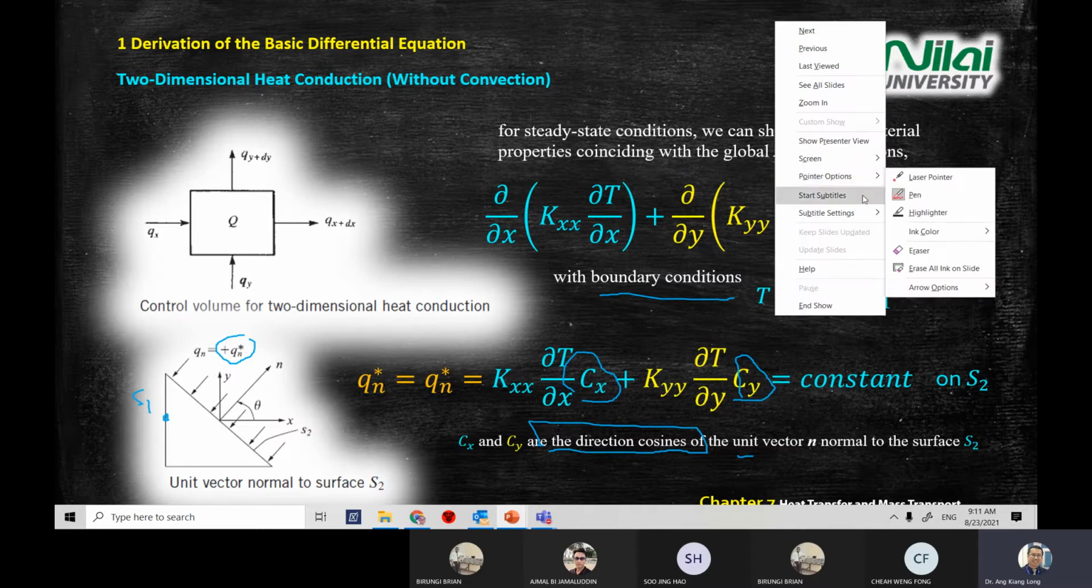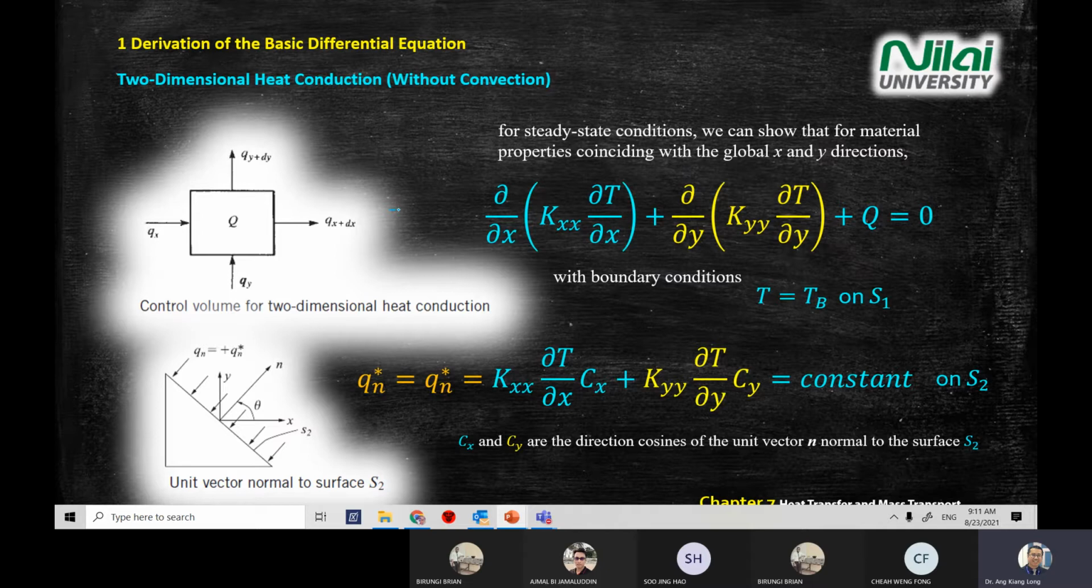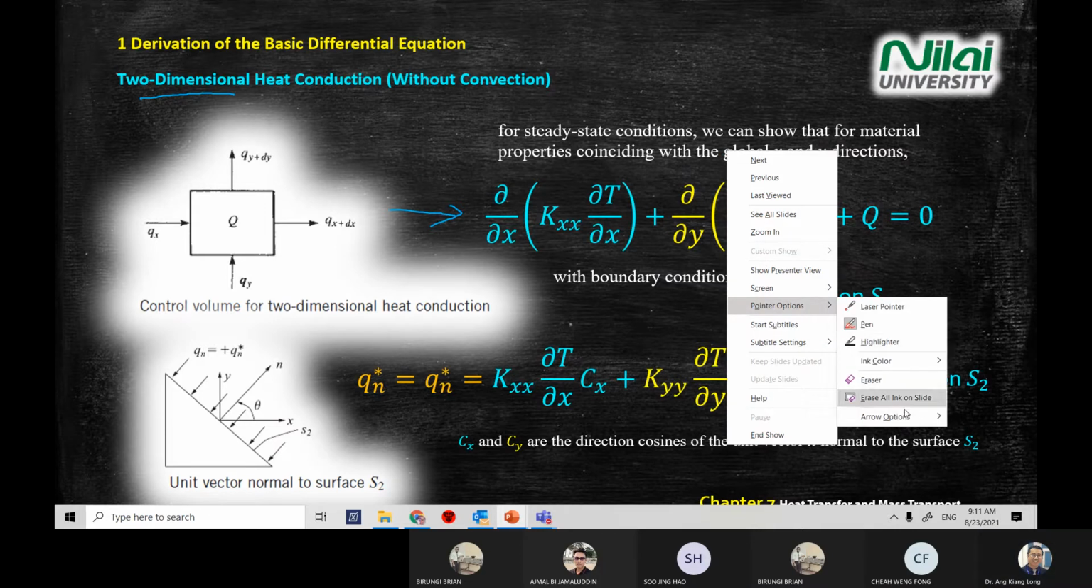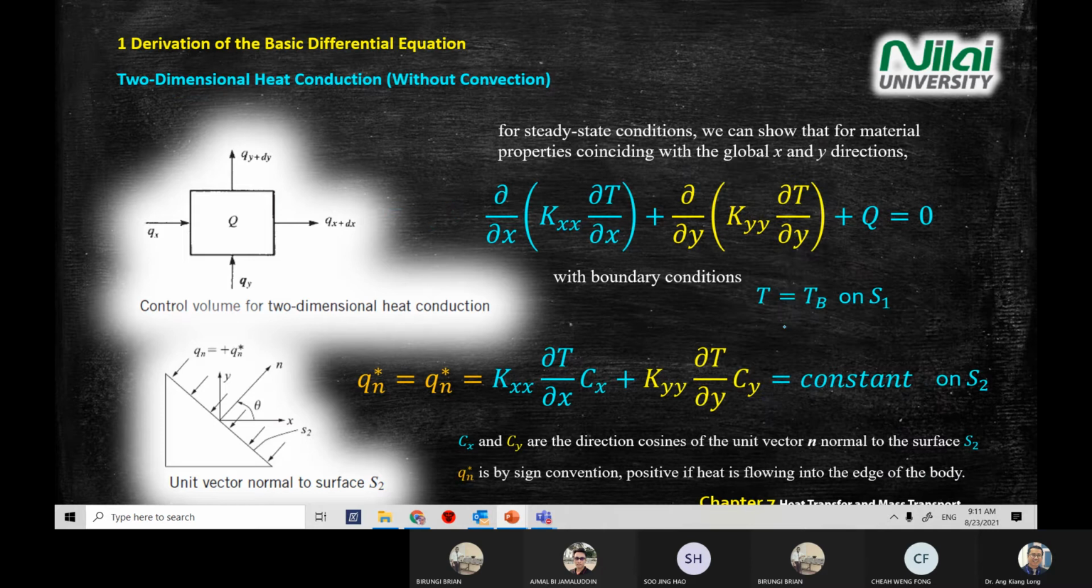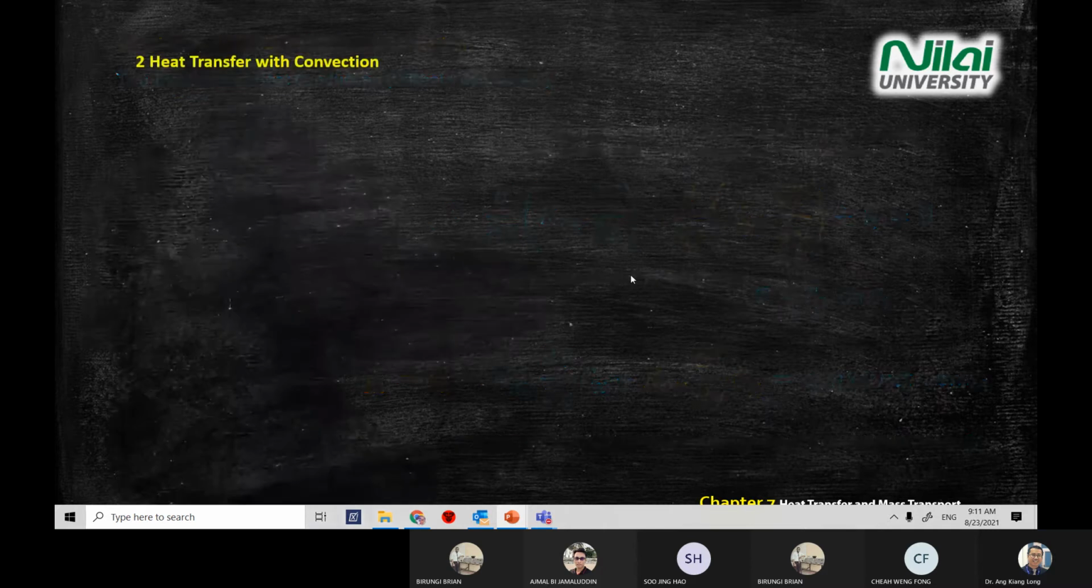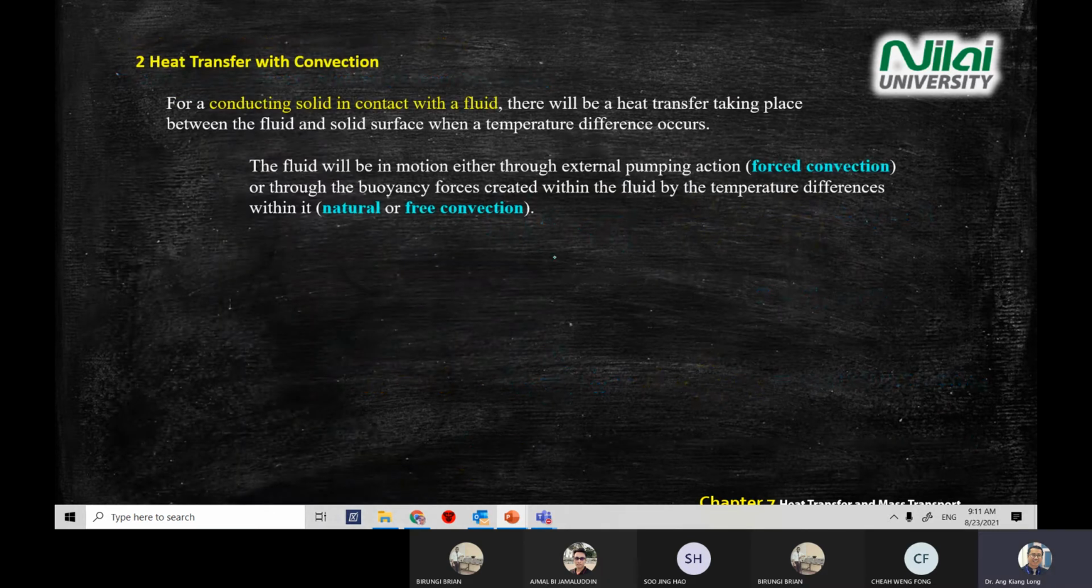What is important on these slides is the equation above. So when you talk about 2D, you talk about X and Y direction. All right. The rest, I think you can read from your screen.